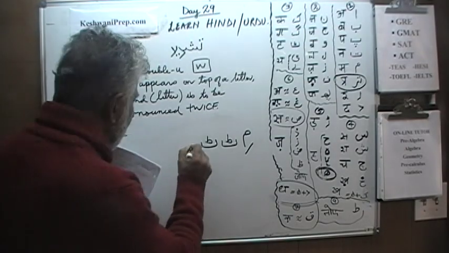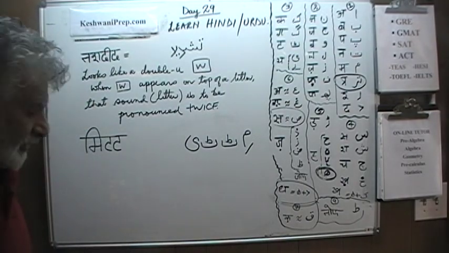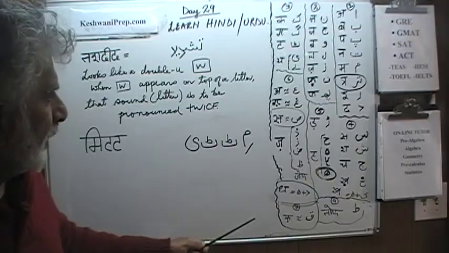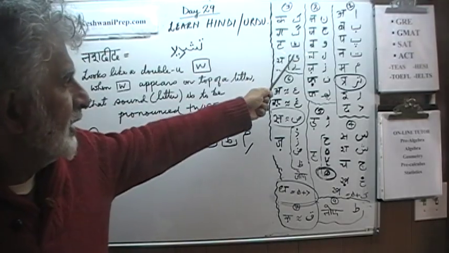And badi e ki matra. Badi e ki matra takes choti ye. We've learned the choti ye and badi ye. I don't know where we learned it. Right there on day number 3. Choti ye and badi ye.